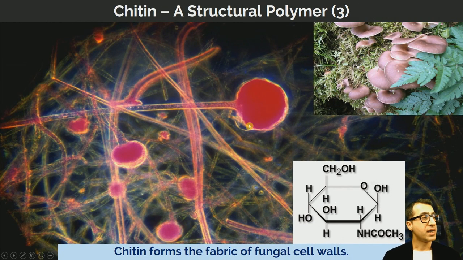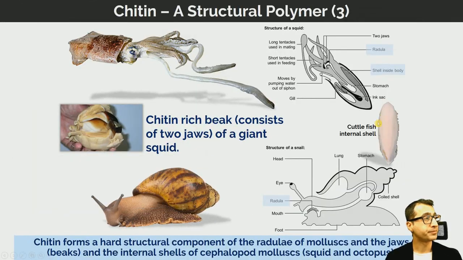So here we can see the fabric of fungal cell walls. These are the hyphae of fungi. And here we can see that it forms the radulae of mollusks and the jaws or beaks and internal shells of cephalopod mollusks, such as the squid and the octopus here as well.